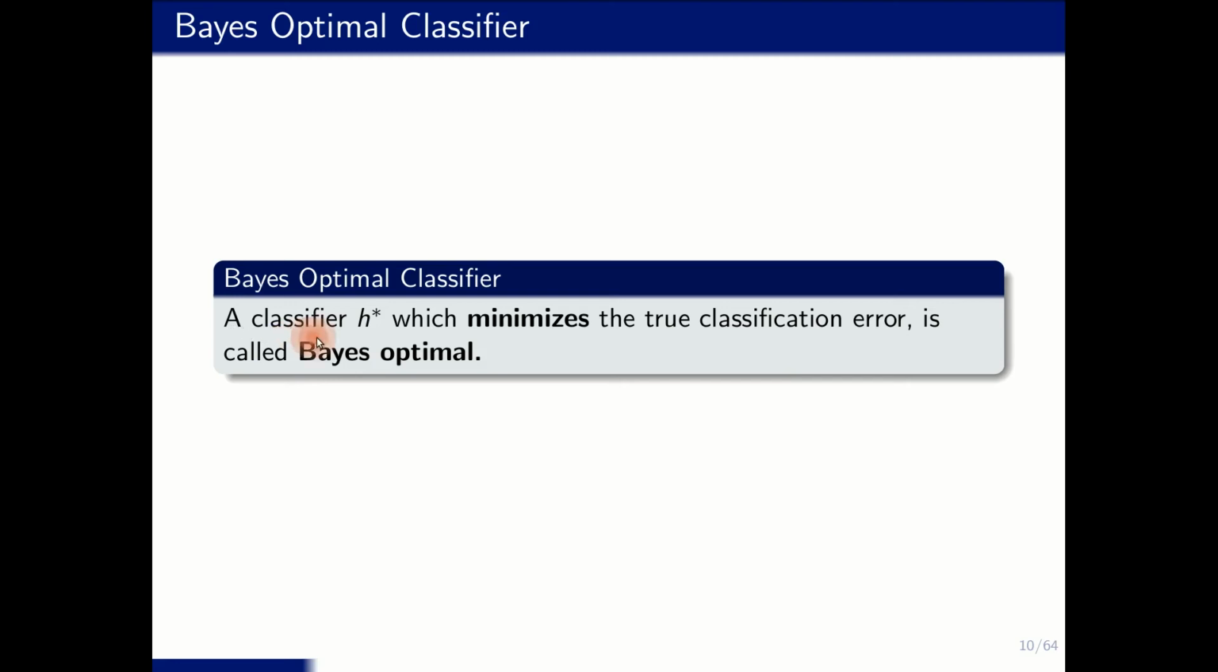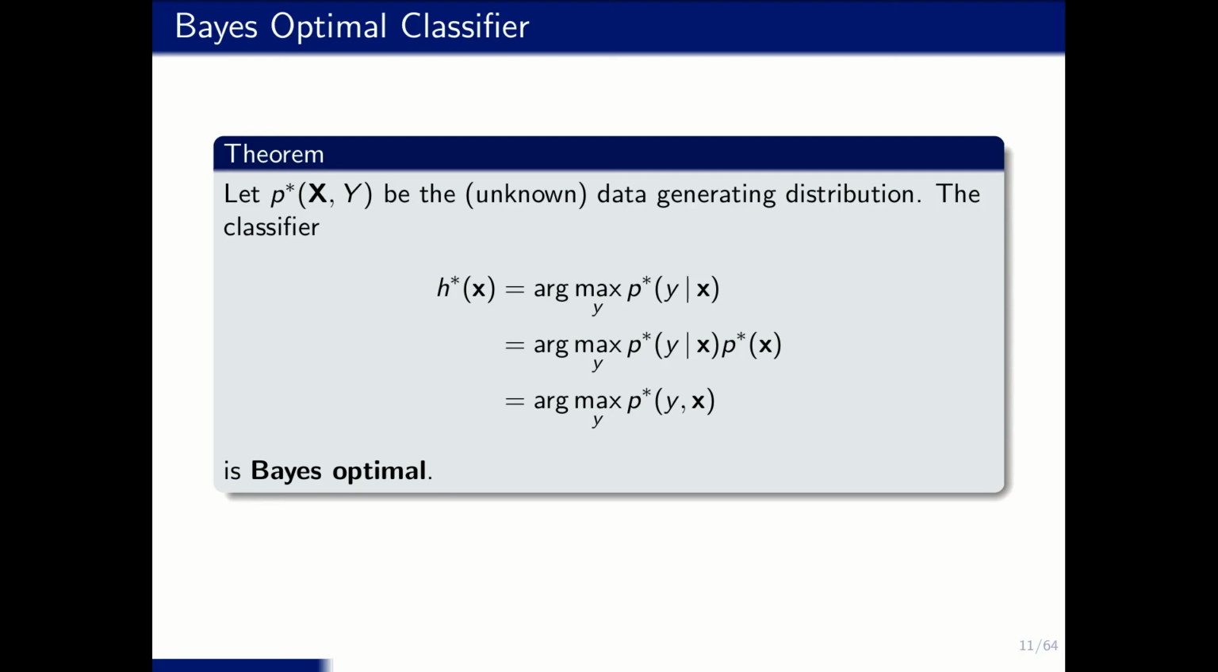define a classifier which actually minimizes the true classification error. We cannot compute the true classification error, but there still exists some classifier which minimizes it. We call this classifier h star, and we give it also a name: we call it Bayes optimal. This is the best classifier we can come up with for our classification problem, and we call this the Bayes optimal classifier.